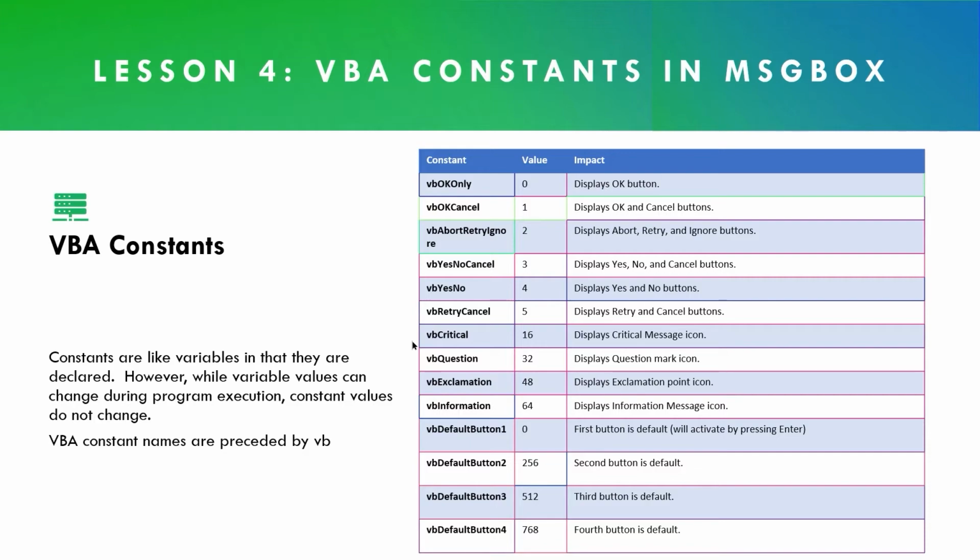To choose which buttons and or icons display in your message box, you do that by using what are known as VBA constants. Constants are similar to variables. They are declared. However, while variable values can change during program execution, constant values do not change. And Visual Basic for Applications constant names are preceded by lowercase vb.